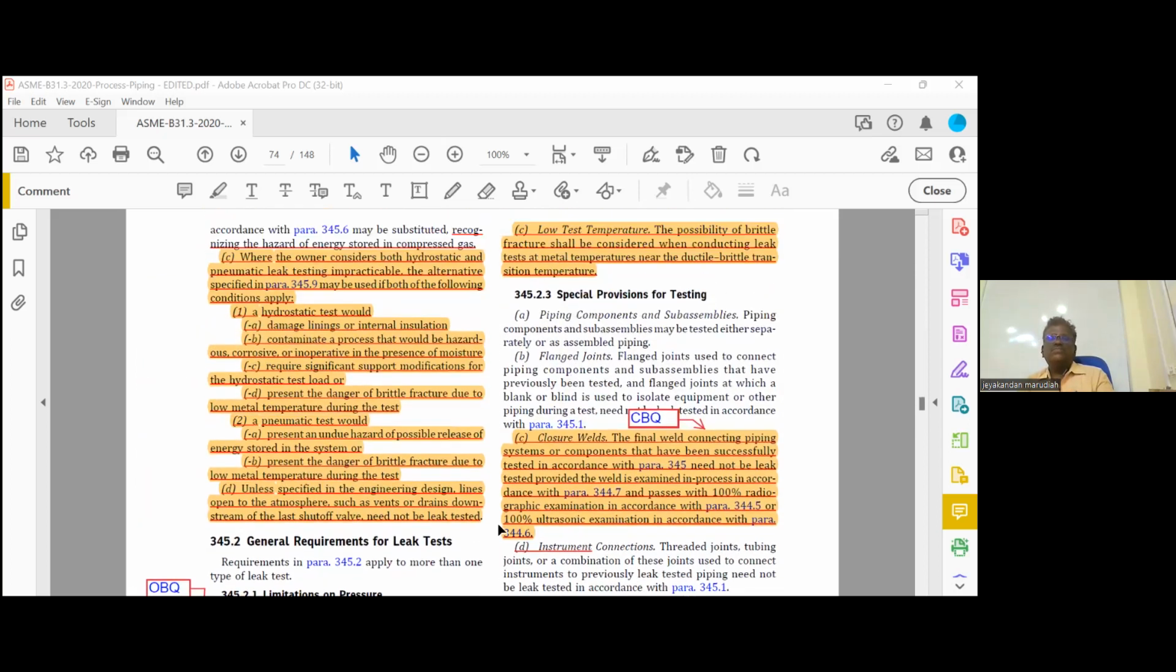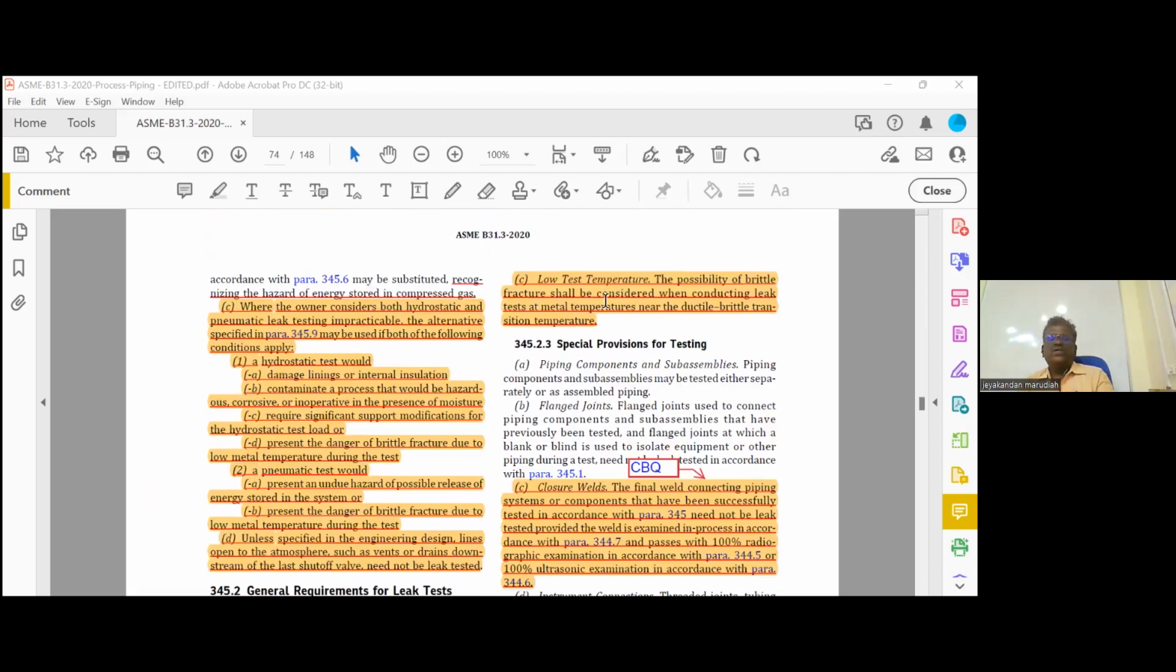Now closure weld. Low test temperature, highlight this: the possibility of brittle fracture shall be considered when conducting the leak test at a metal temperature near the ductile to brittle transition. Suppose your atmospheric temperature is very low, you should be very careful during hydro test to avoid brittle fracture.